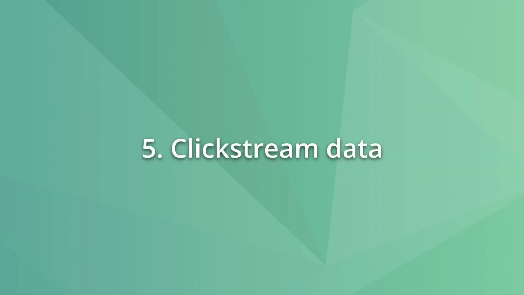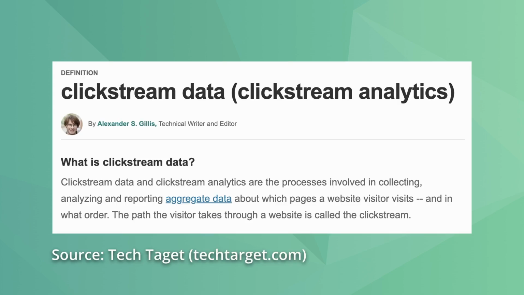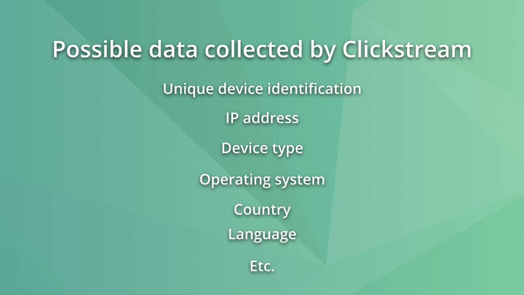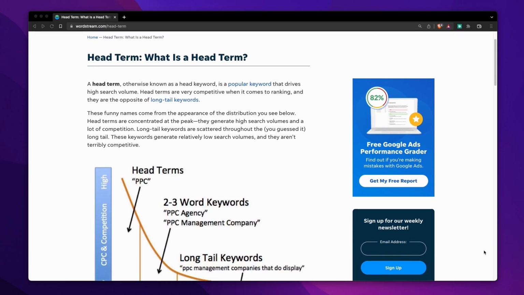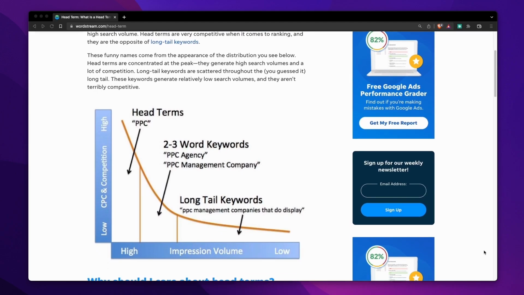The next keyword source is Clickstream data. This is anonymized data gathered from tracking the users across the internet. Clickstream data is then aggregated and used to construct models that help estimate monthly search volumes. By their very nature, head search terms get many more searches and appear more in the training data, making it easier to estimate their volume. This is why tools relying on Clickstream data can have a hard time estimating long-tail keyword volumes.